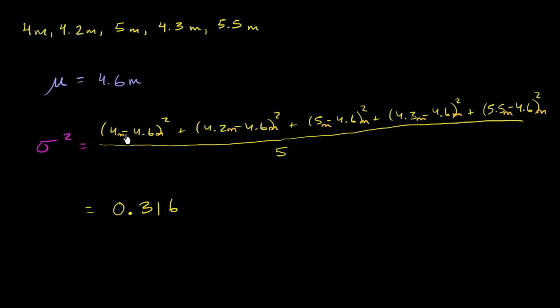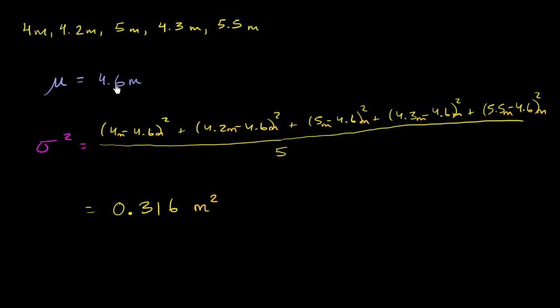When you subtract them, you'll get meters. But then when you square them, you get meters squared plus meters squared plus meters squared plus meters squared plus meters squared. And then you're just dividing that by a unitless count of the number of data points you have. So the units here are going to be square meters. And so you might say, hey, that's kind of a weird unit if we're trying to visualize or think about how dispersed we are from the mean. When I visualize dispersion, or how varied they are, I think in terms of meters, not meters squared.